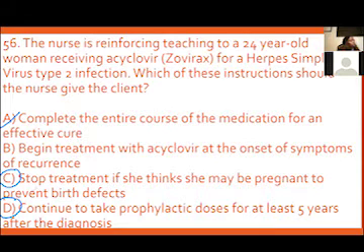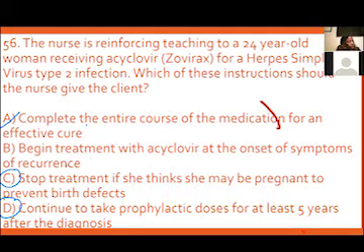All right. Here's one of the things that I say to students. Tell me why you think it's not A. You say complete the entire course of medication for an effective cure. Why is A out of it? I don't think herpes is curing. Good job. Excellent. It's not curing. Okay, good. Why did you eliminate B? You have to take the medication as soon as the doctor orders it. You don't have to wait until the onset of the symptoms.